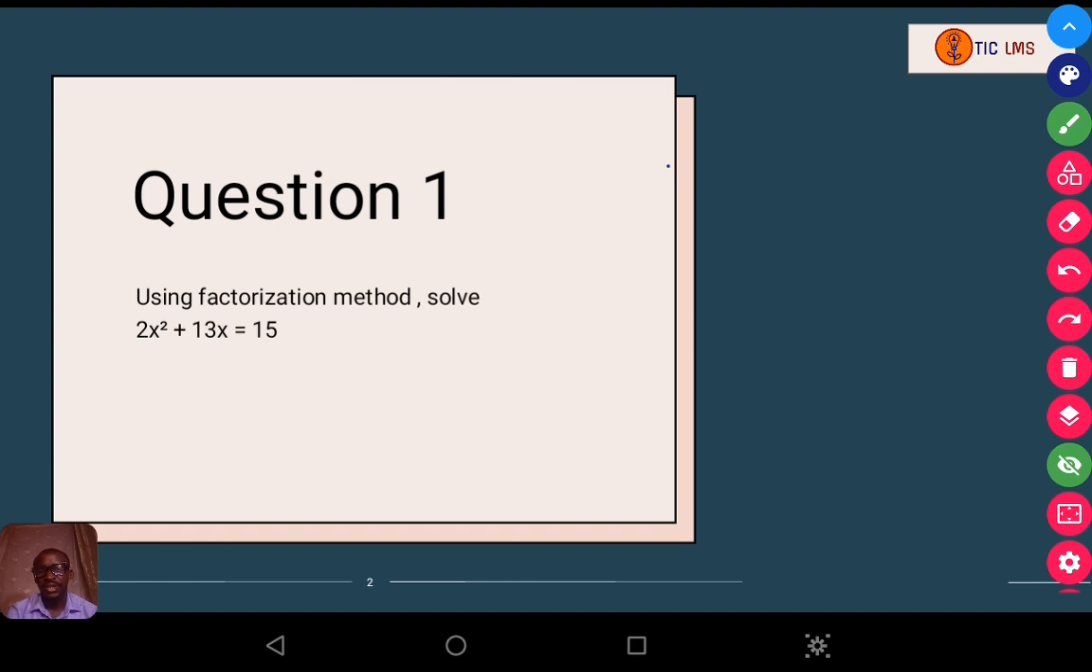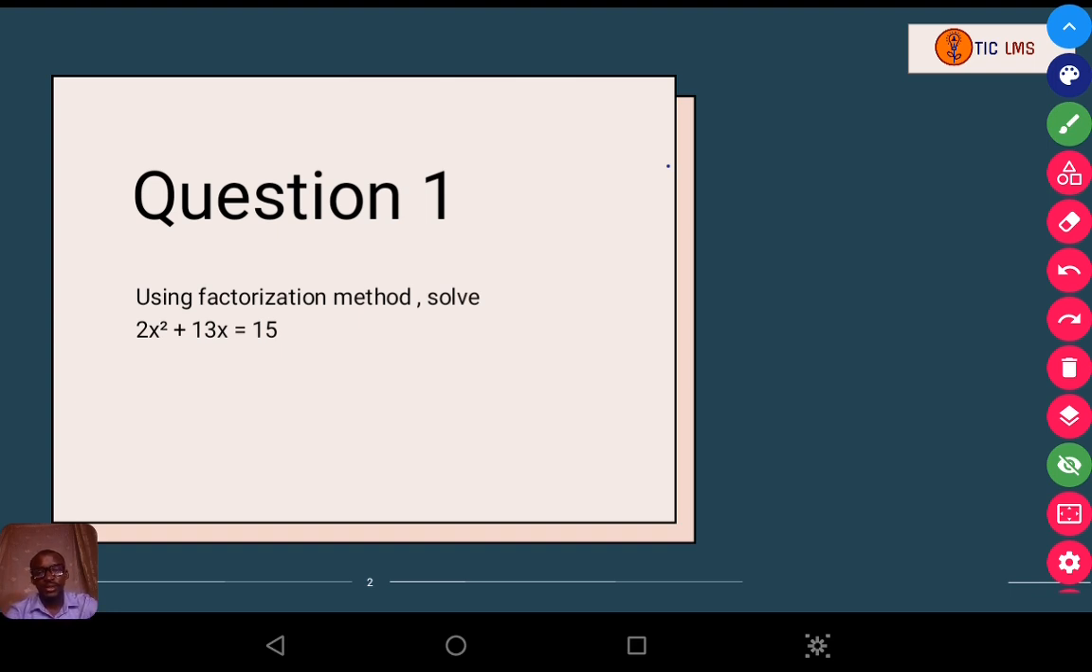Here's the first question, which says, using factorization method, solve 2x squared plus 13x equals 15. Now, this is an example of a quadratic equation. It's a quadratic equation because the variable x has a power of 2, which is the highest power that you have there. And that's exactly what you have in a quadratic equation. So now what you will notice here is that you have 15 on the right hand side, and then you have other numbers on the left hand side.